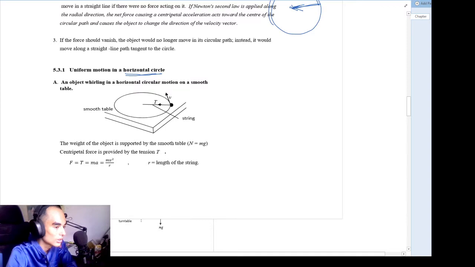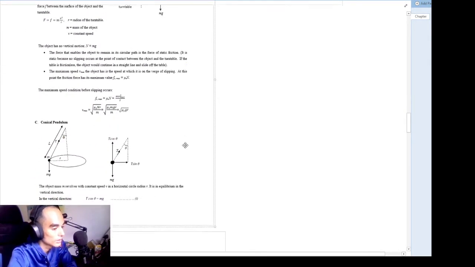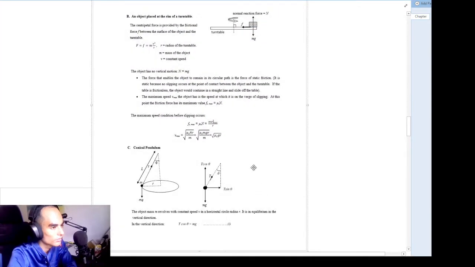On the smooth table, there you have F equals T, the tension of the rope or the thread, equals MA, so mv squared over r, and r is the length of the string.